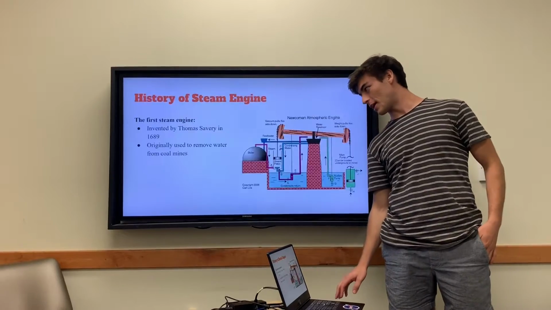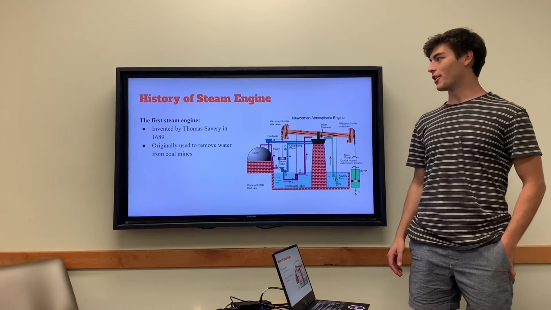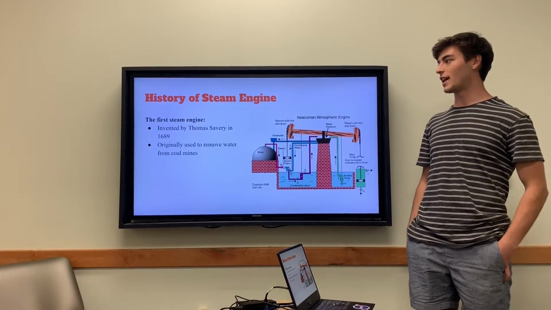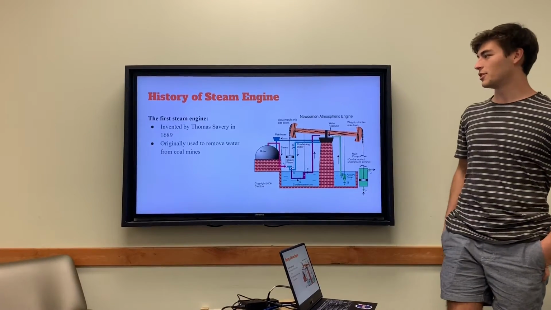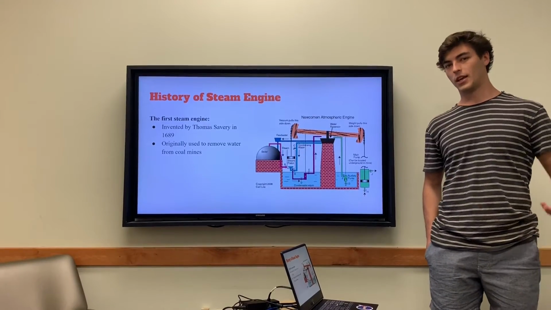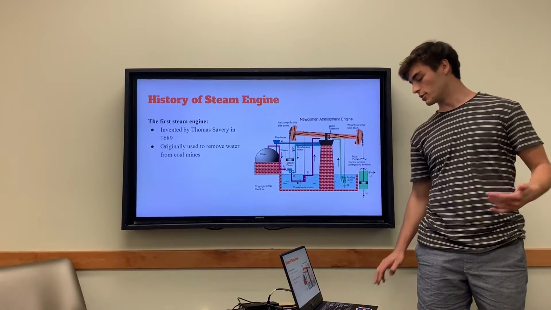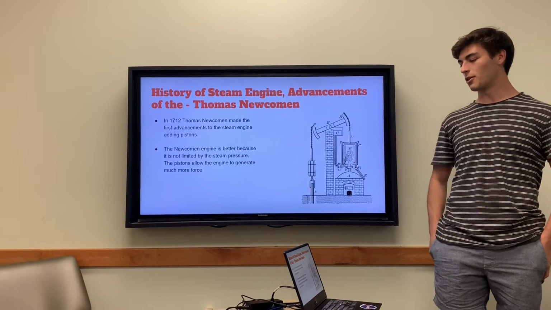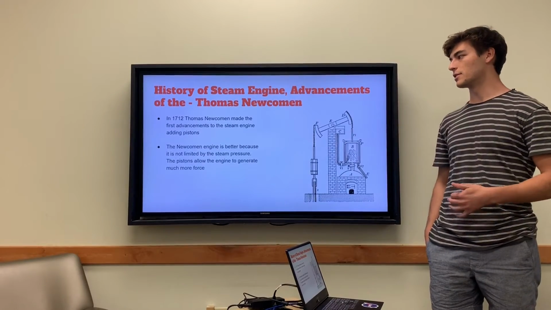I'm first going to talk about the history of the steam engine. So, the first steam engine was invented in 1689 by Thomas Savery, and it was originally used to remove water from coal mines. And this was a very rudimentary design, but it was improved in 1712 by Thomas Newcomen, who made some big advancements by adding in pistons.